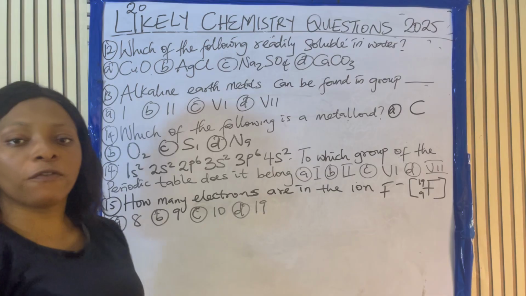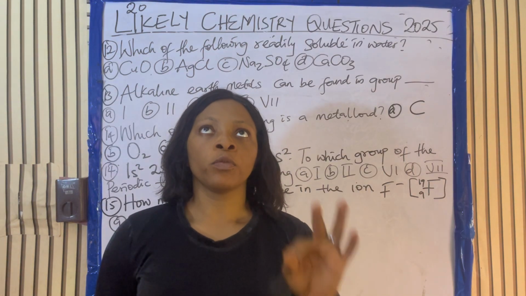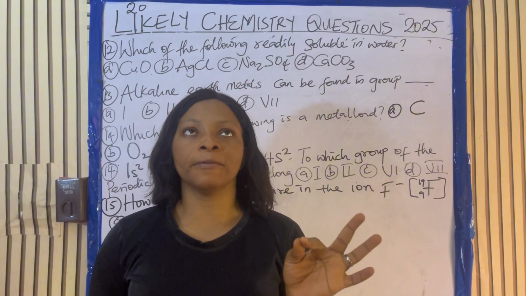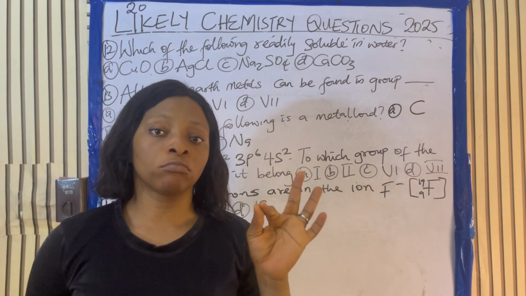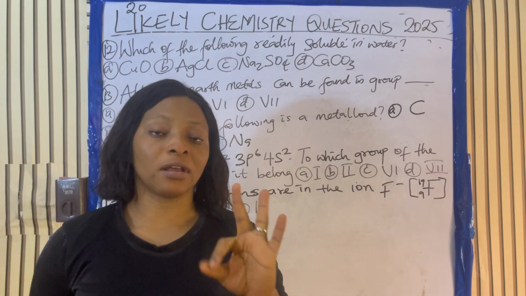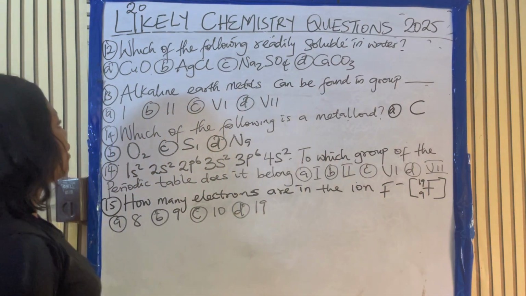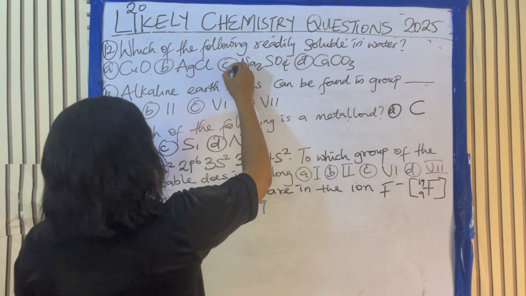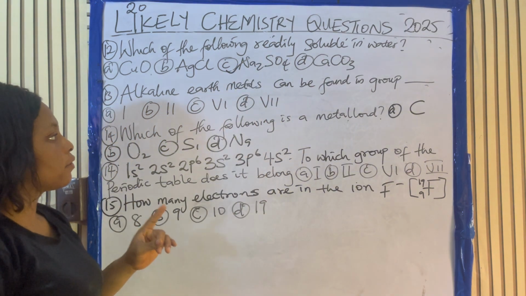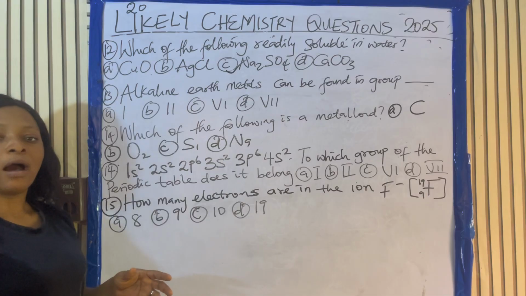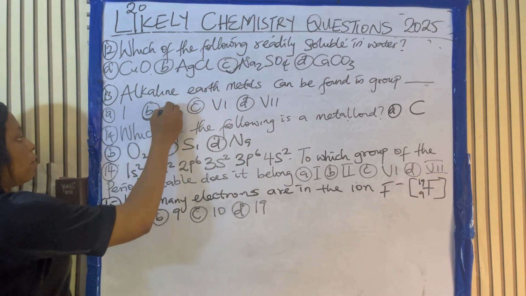All trioxocarbonate 4 are insoluble in water except sodium, potassium, and ammonium carbonates. These three are soluble in water. The rest of trioxocarbonate 4 are insoluble. So the answer to this question is what? Sodium tetraoxosulfate 6. Alkaline earth metals can be found in group what? Alkaline earth metals are found in group 2. So the answer to the question is B.